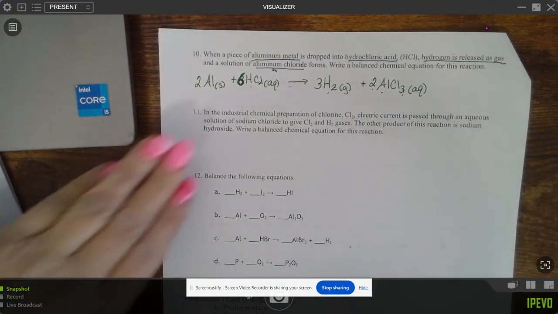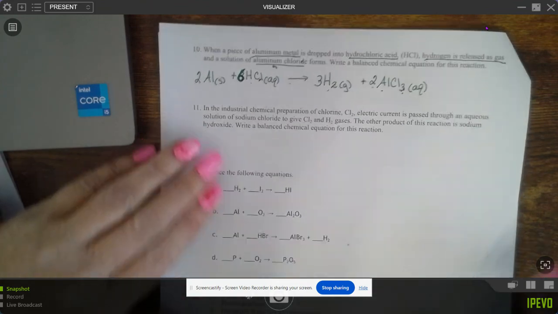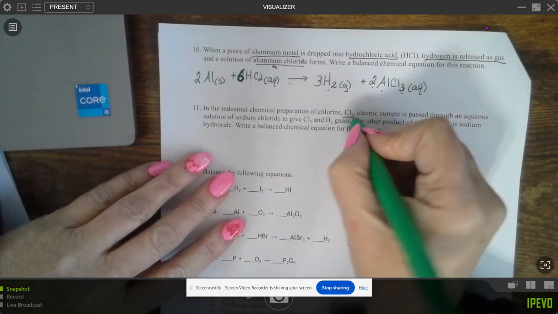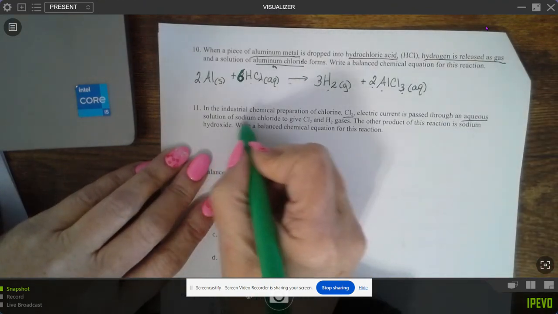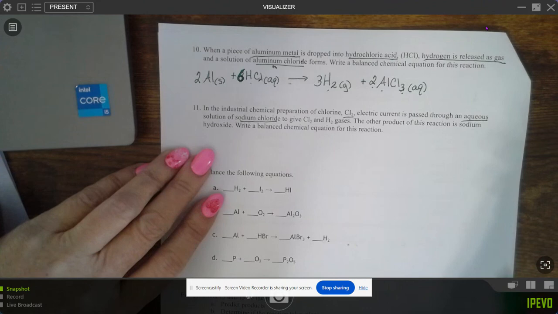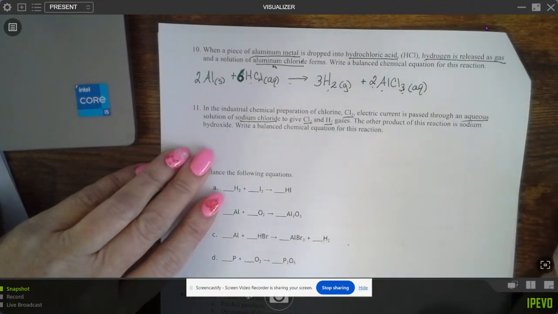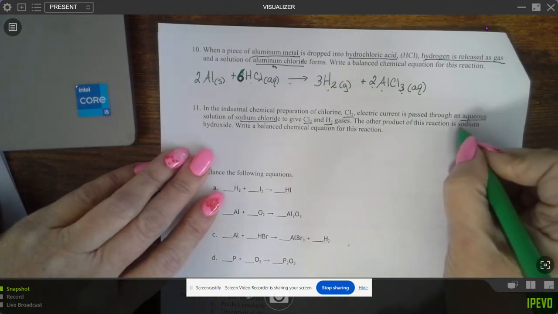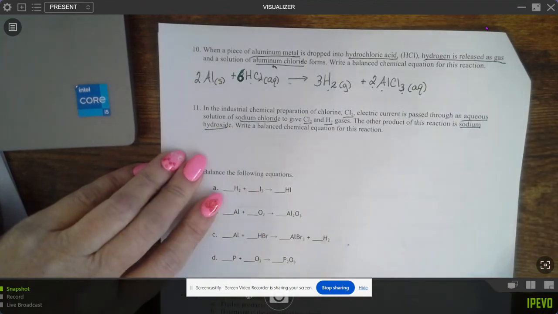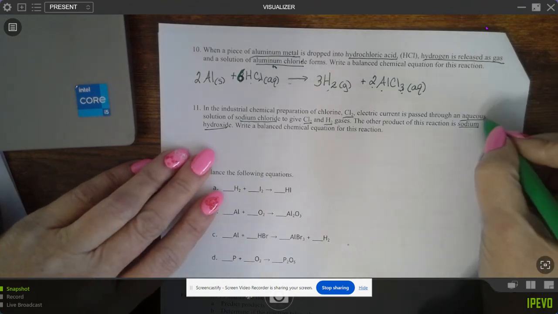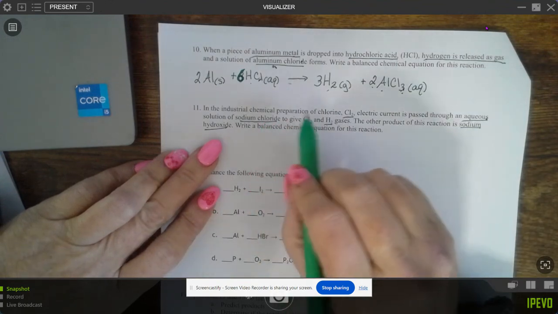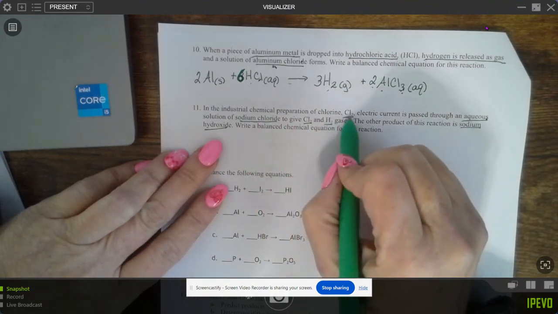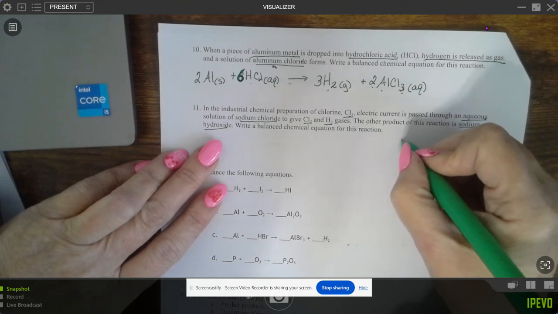All right. Okay. In the industrial preparation of chlorine, an electric current is passed through an aqueous solution of sodium chloride to give chlorine and hydrogen gases. The other product of this reaction is sodium hydroxide. Okay, so it's telling us we have a solution of water. So we're going to start out with chlorine. This is telling us to prepare chlorine, so chlorine is one of our products.